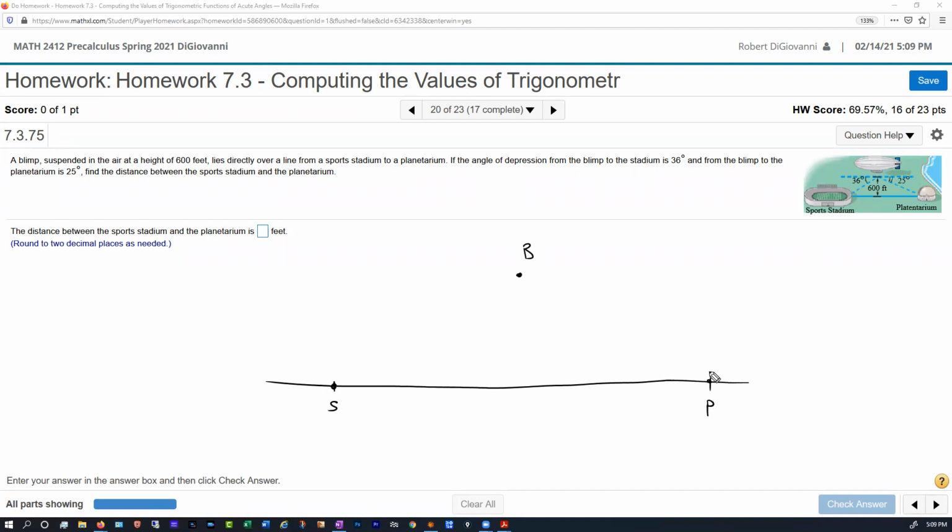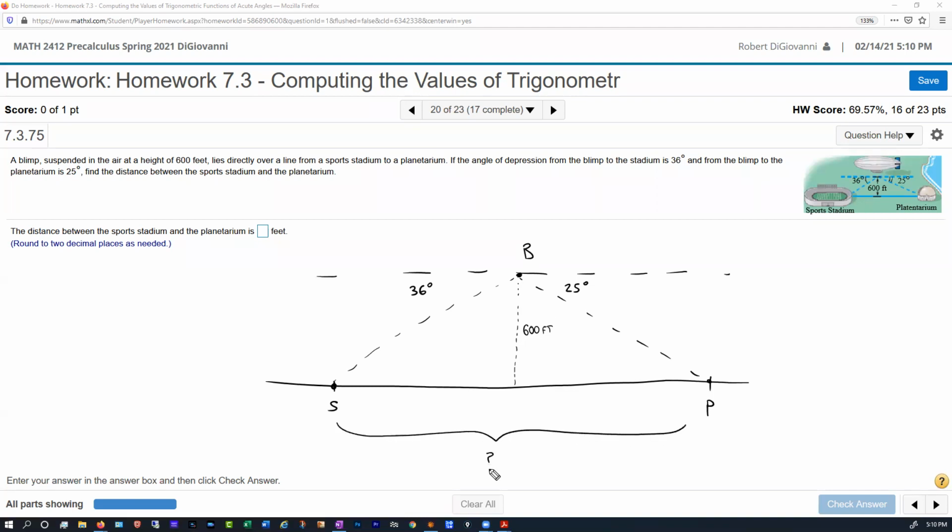And what they're saying is that from the blimp looking down to the planetarium, the angle that we form here, that's the angle of depression, is 25 degrees. The angle of depression here is 36 degrees. And they're telling us that the blimp is 600 feet off the ground, so 600 feet high. And it's going to want to know, find the distance between the sports stadium and the planetarium. So they want to know this total distance right here.